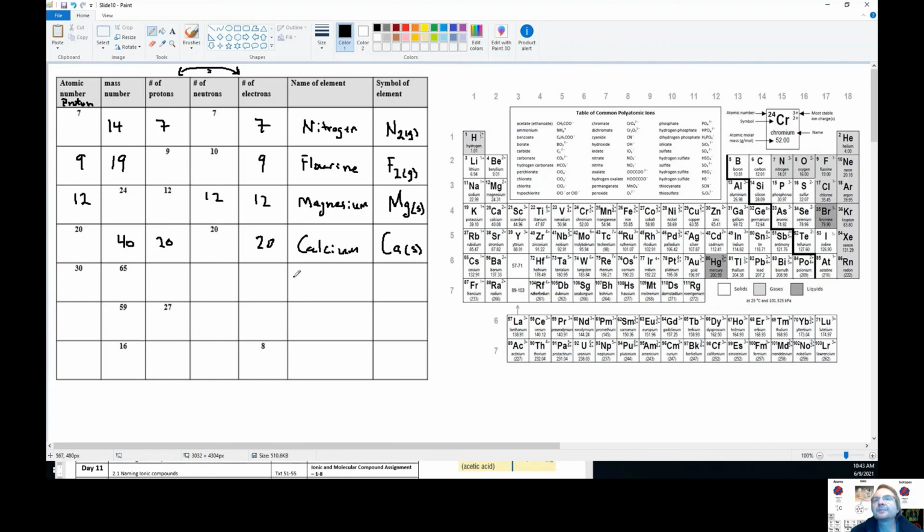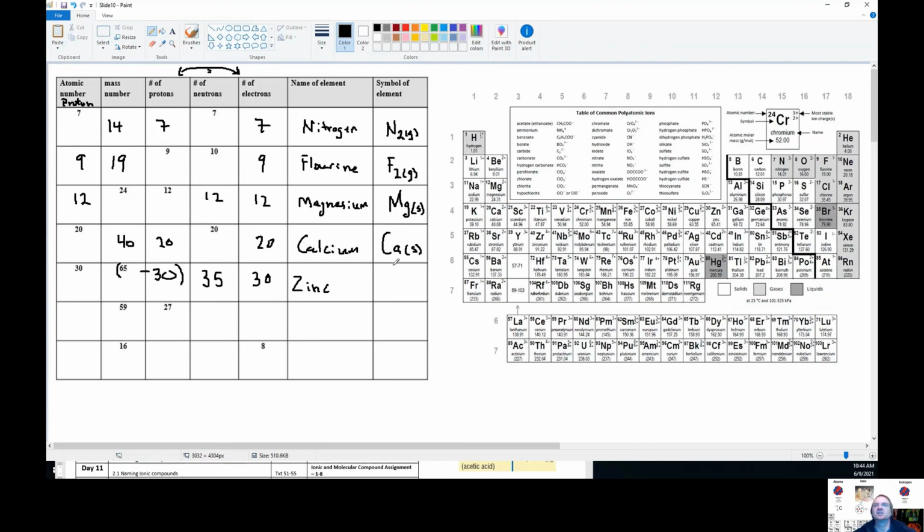Good old zinc. What else we know about zinc? Its mass, yeah, 65. It's already got it. Number of protons, 30. 65 minus 30. Literally, right? Is what we're doing here. What's that? 35. Number of electrons, those two equal, 30.